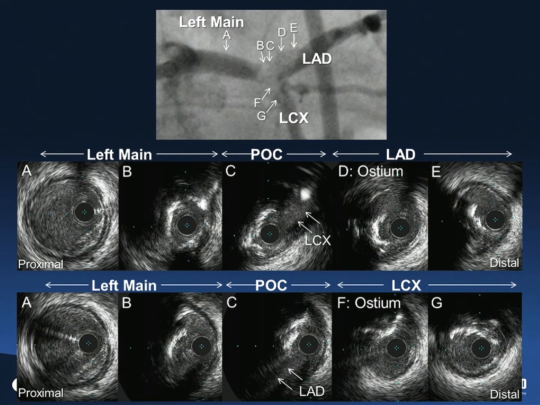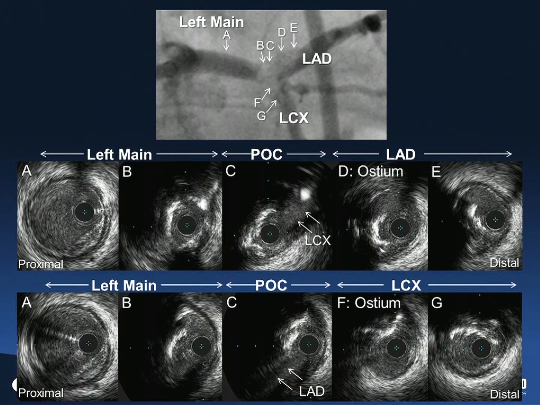These still frames summarize the 2 pullbacks. The 2 pullbacks confirm significant eccentric calcified plaque that extends from the distal left main into the LAD and left circumflex, and that has the appearance of a calcified nodule.